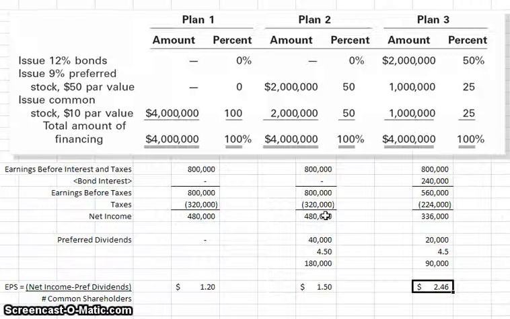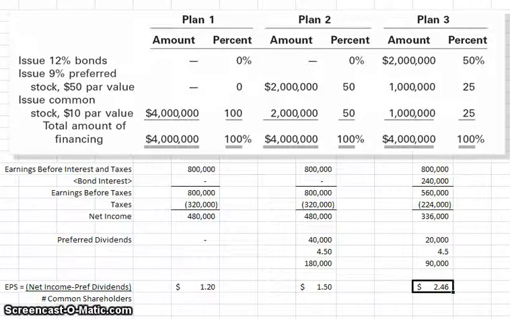Okay, the point is that you have to do these calculations in order to decide what is the best option. Without these calculations, you have no idea what issuing stock versus bonds is going to do to your bottom line, and you don't know what it's going to do to your earnings per share numbers.